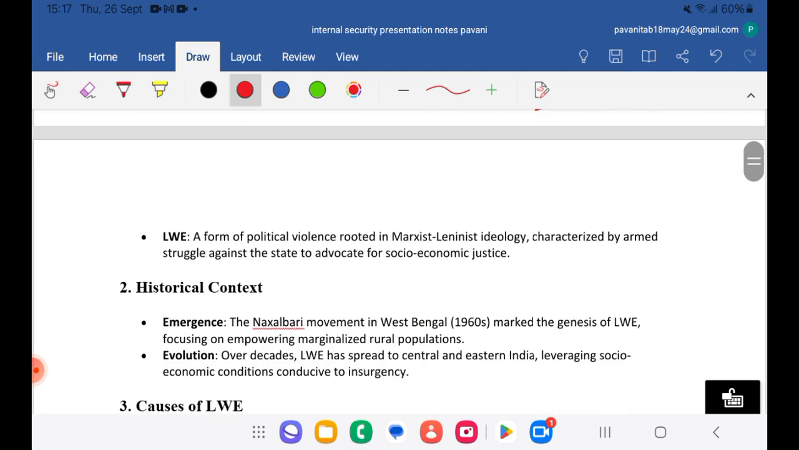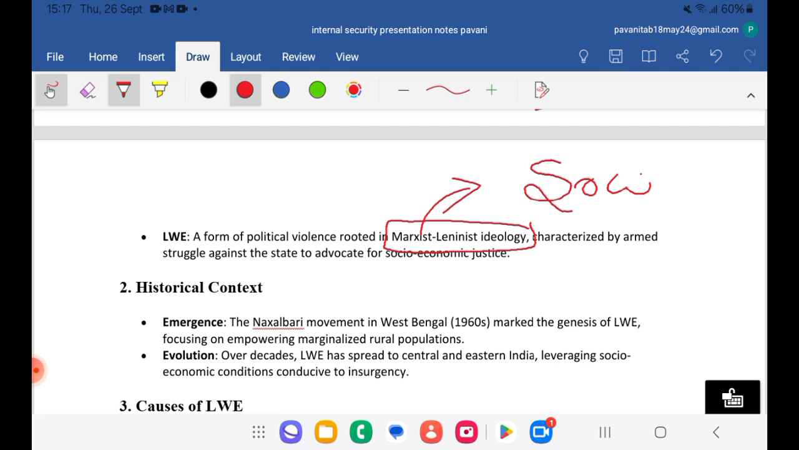So left wing extremism, actually it's a political violence rooted in Marxist and Leninist ideology. So it is based on Marxist and Leninist ideology. What is this Marxist ideology? They talk for socialist society, right? So characterized by armed struggle. So it has an armed struggle. Its character is armed struggle based on Marxist and Leninist ideology against a state to advocate for socio-economic justice.